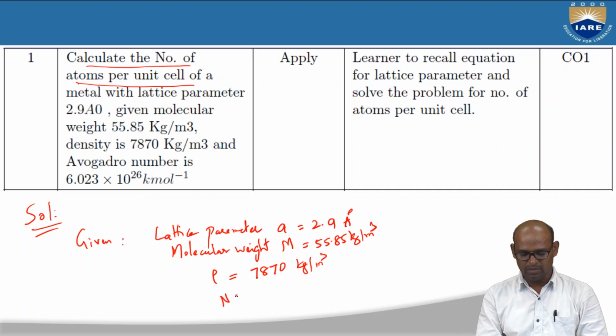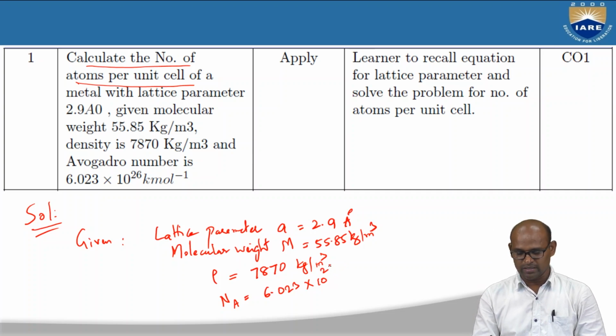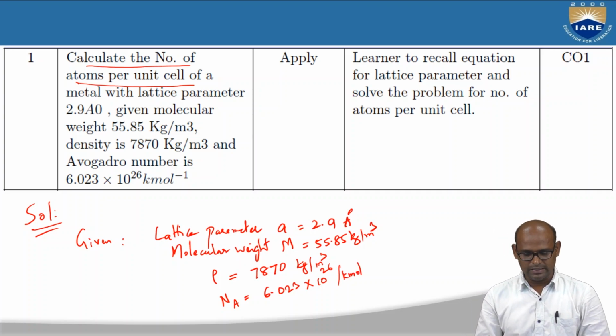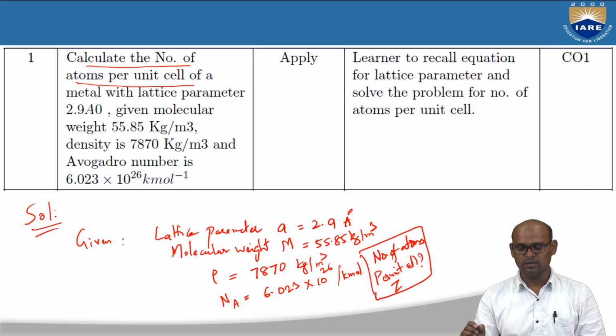And we know the Avogadro number, Na, is 6.023 into 10 power 23 generally, per mole. But here we are taking per kilomole, so that is why we are taking 10 power 26. These are the inputs given, and we need to calculate the number of atoms per unit cell. So that is the question. We need to calculate Z, the number of atoms per unit cell.